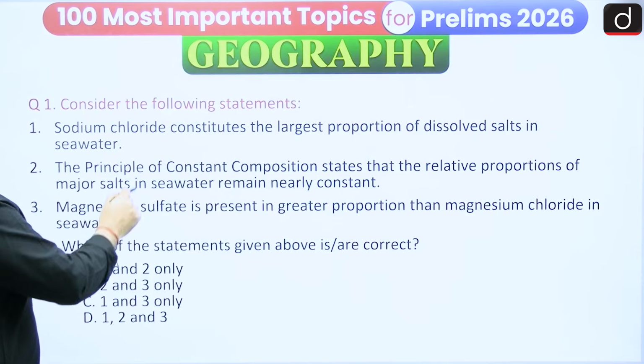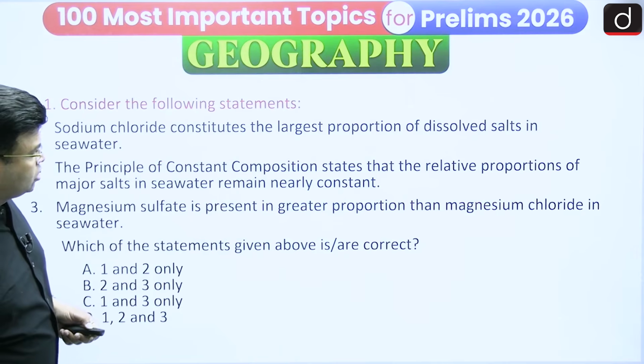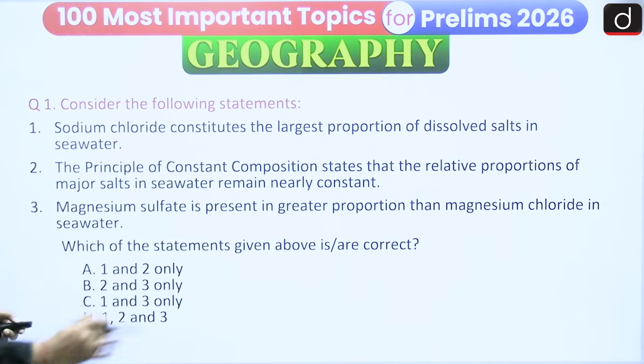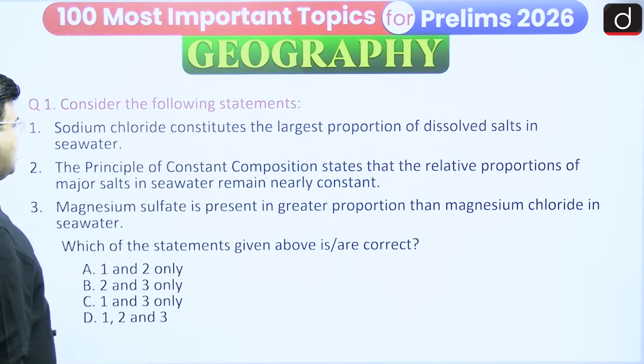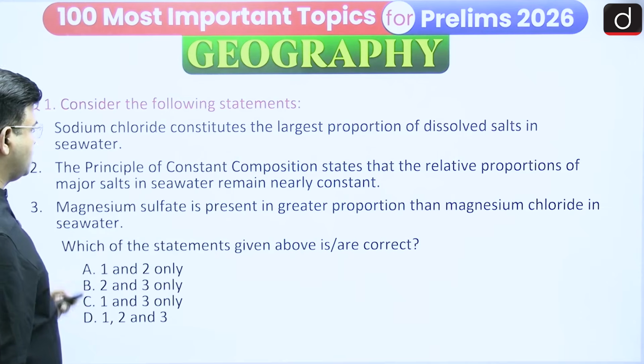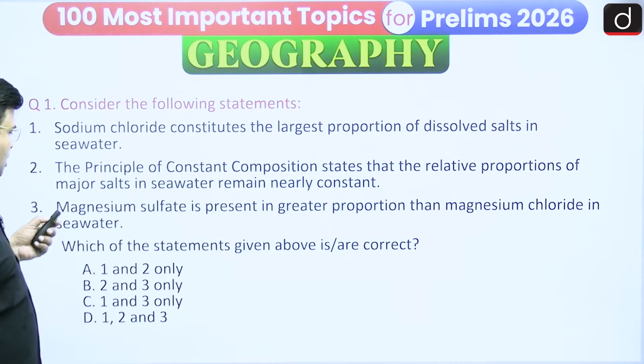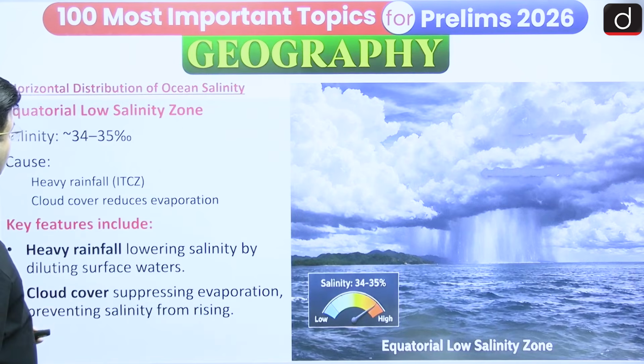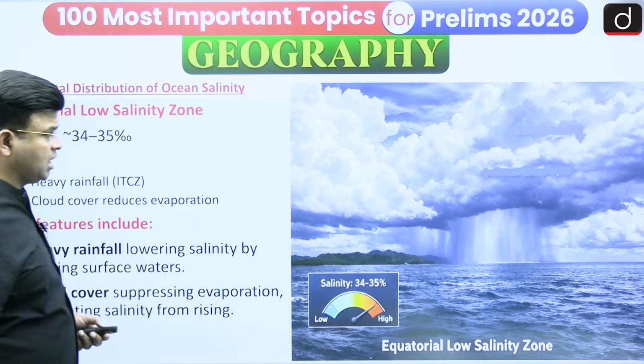The second statement is about the principle of constant composition. It states that the relative proportion of major salts in seawater remains nearly constant. Again, you have to say whether it is right or wrong. The third: magnesium sulfate is present in greater proportion than magnesium chloride in seawater. So you have to see these three statements and answer them. Now we are moving to the next topic, the horizontal distribution of ocean salinity.